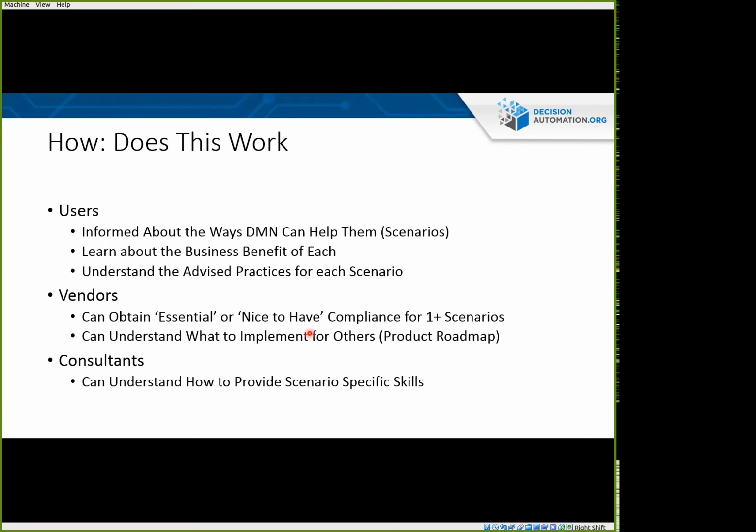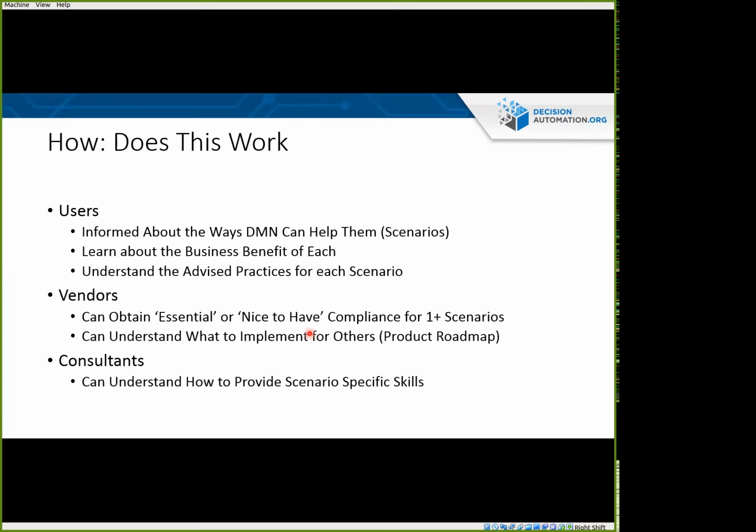So how do these concepts help anybody at all? Well, they help users and potential adopters of decision modeling by helping them to work out which scenarios are relevant to them. It teaches them how DMN can help them and what benefits it offers for their particular business scenario. It helps them to learn about the associated advised practices for each of the scenarios. And if they wish, a set of scenarios could even provide an agile route map for DMN adoption, although this isn't a primary goal.